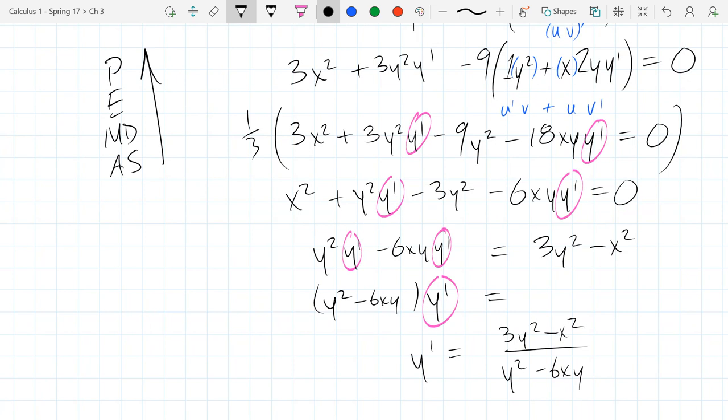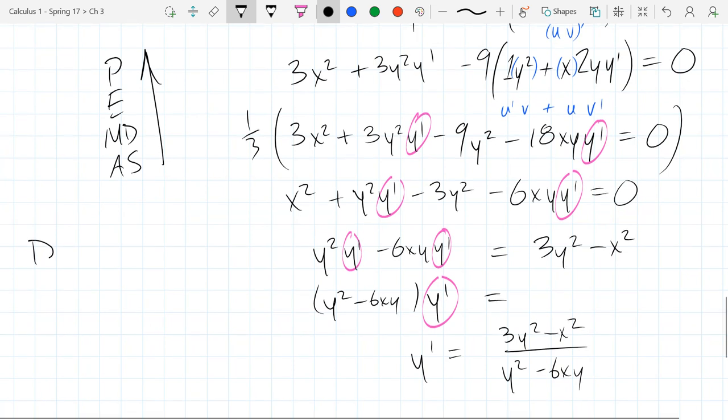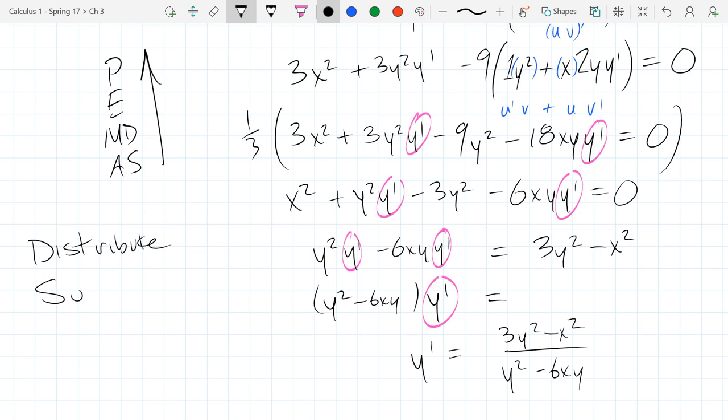So we distributed, distribute, subtract, factored out y prime, and then divide.